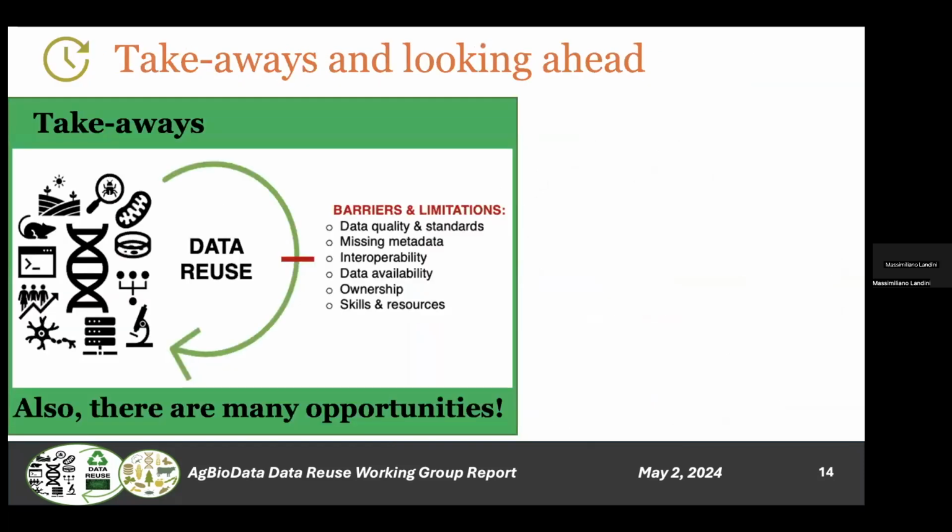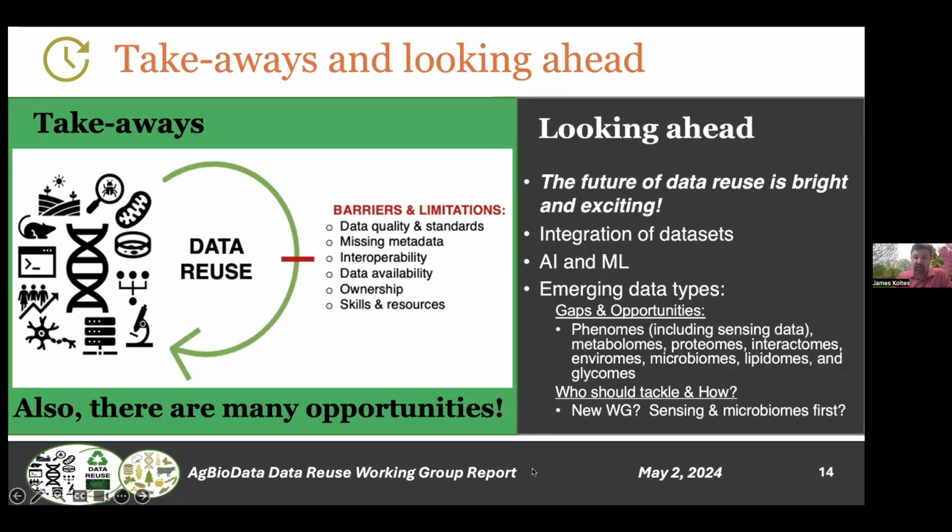So a couple of takeaways: barriers and limitations that we've discussed are listed here, but there are many opportunities in reusing data. Looking ahead, the opportunities to use AI and machine learning with these big data sets are huge gaps and opportunities. There are many other data sets that could be used: phenomes, microbiomes, all of these different omes. I think these are opportunities potentially for a new working group. If I were going to give advice on where to start, maybe with sensing or microbiome data.